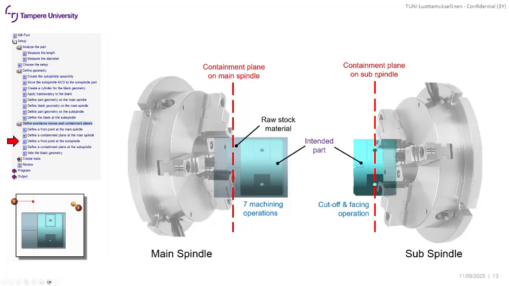So again, just to make sure that we understand each other better, we have a main spindle on the left-hand side. The component, a raw stock, is there. We're going to define different machining operations on the part so that we can reach this blue part inside the raw stock. And then here is the containment plate on the main part, and similarly the same containment plate on the other side of the component. And then on the right side, we're going to finalize the part by defining the cutoff and facing operations.